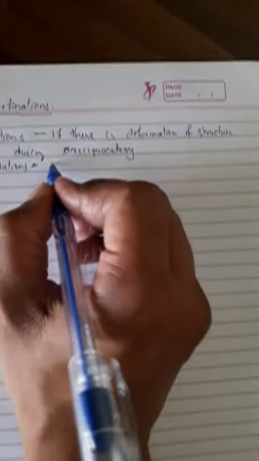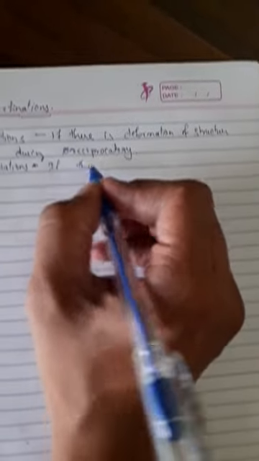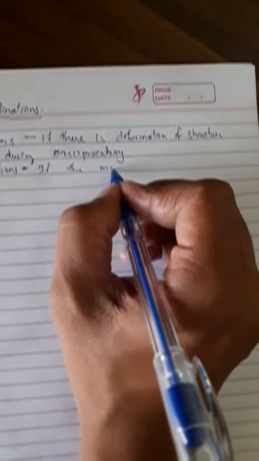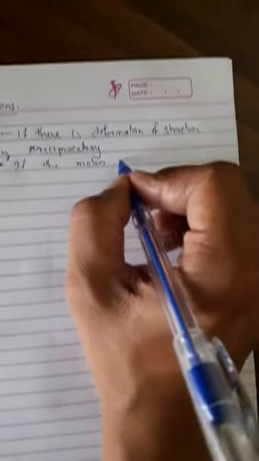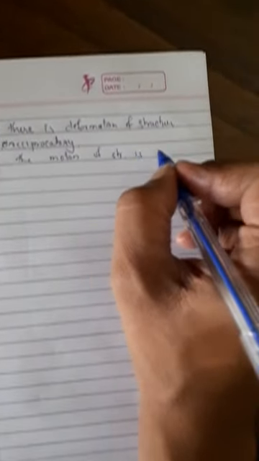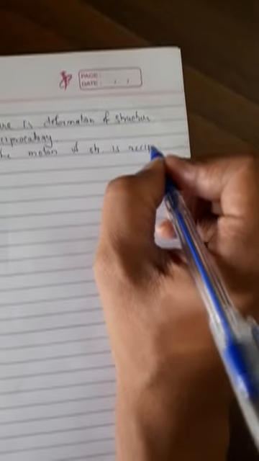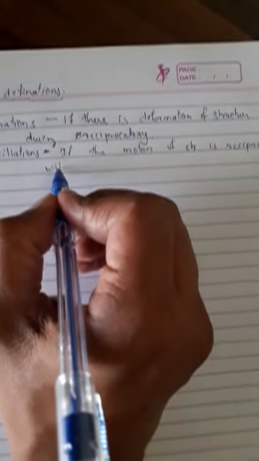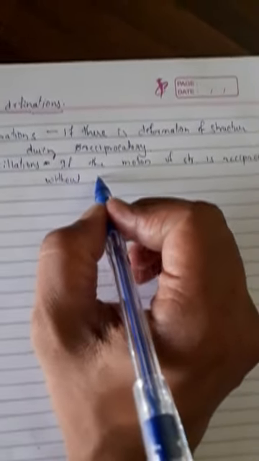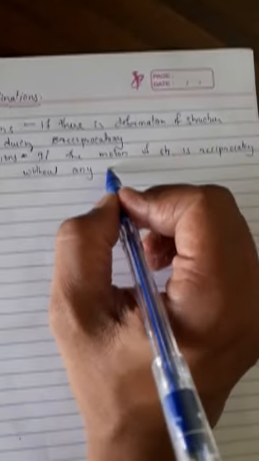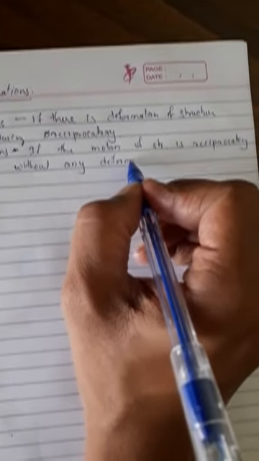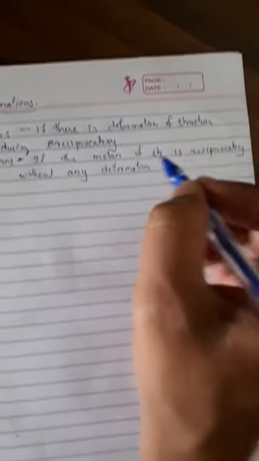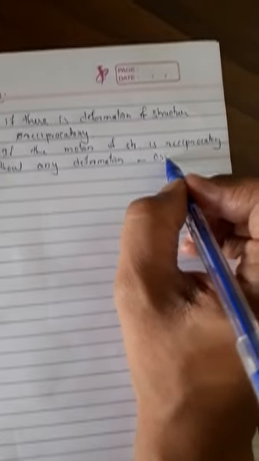If the motion of the structure is reciprocatory without any deformation, then this is termed as oscillation.